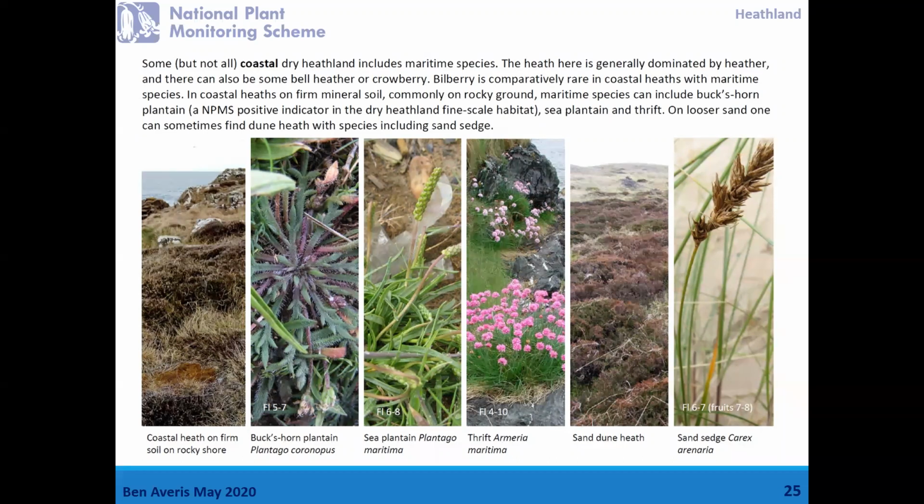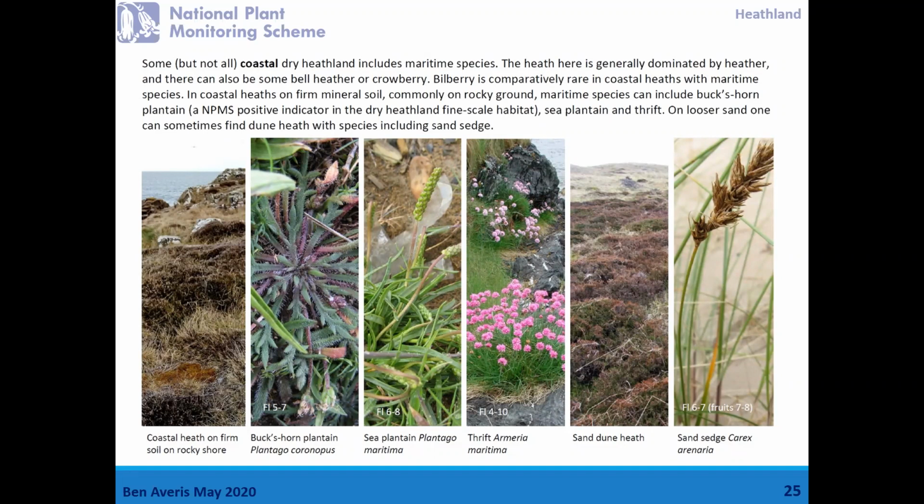Among the dwarf shrubs that we find in these really coastal heaths, obviously heather is there, typically in dominance. Bell heather can be very, very common. You can get some crowberry in some of them. Bilberry, for a species that's so common in heaths generally, is surprisingly rare in the really coastal heaths.